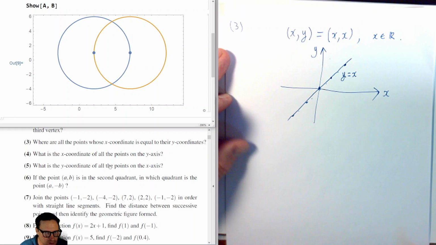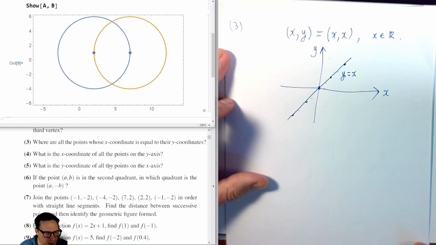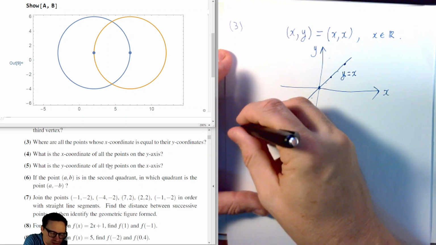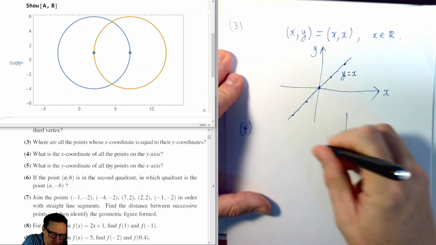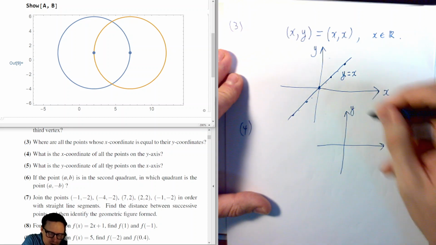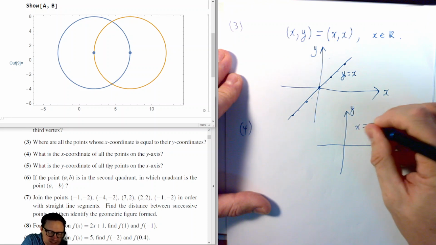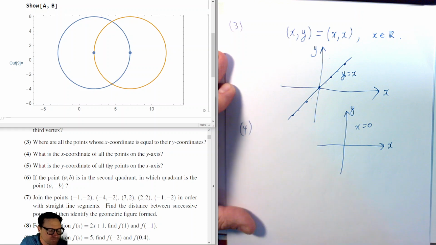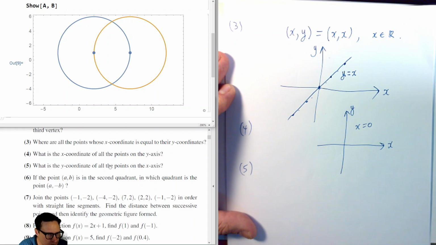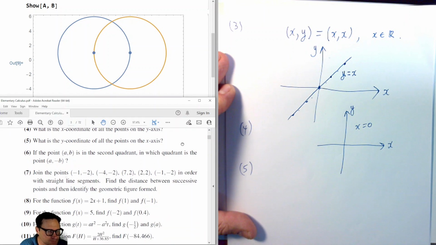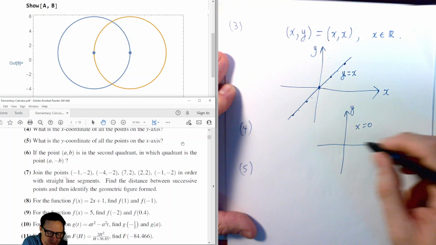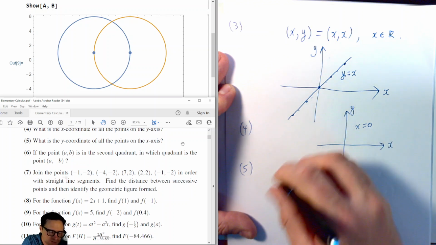Okay, question 4. What is the x-coordinate of all points on the y-axis? Okay, think about this. Remember, we're thinking geometrically. If they're on the y-axis, what's the equation? Well, it's x equals 0. Question 5. What is the y-coordinate of all the points on the x-axis? So if they're out on the x-axis, then that's y equals 0.